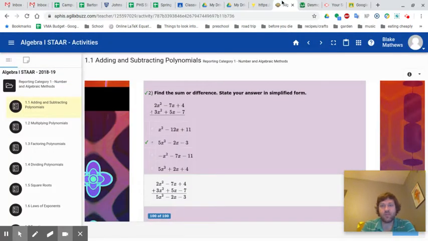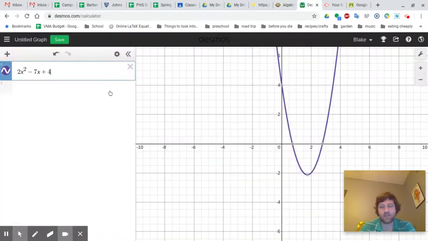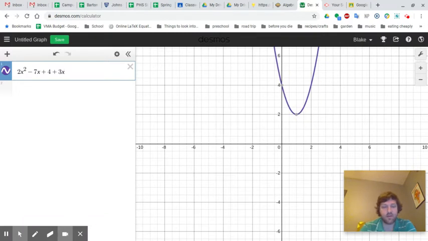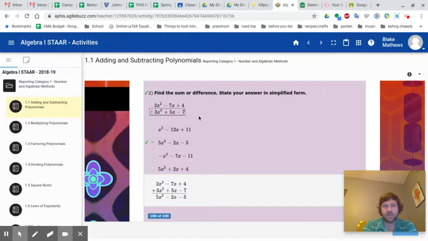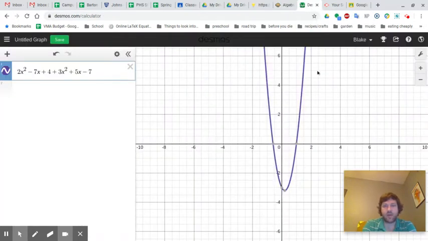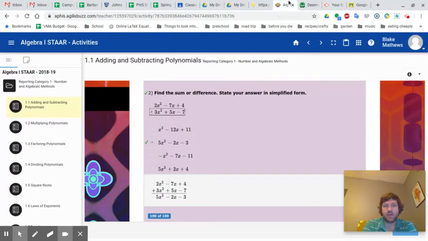And then this one's a little strange. You can see here that we've got this other line below, so we're going to type this like it was one long thing. So plus 3x squared plus 5x minus 7, and make sure I did that right. Okay, good. So there's my graph. It's a quadratic graph, and now I'm going to go down and look at each answer choice.